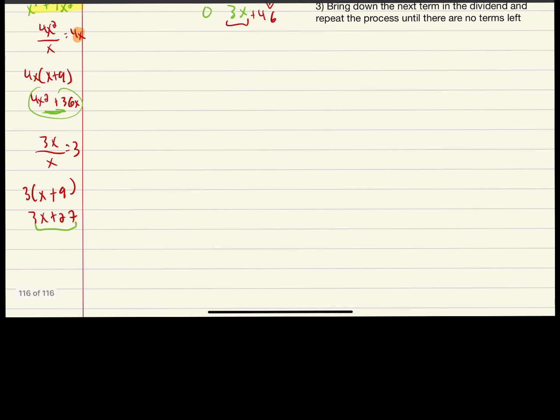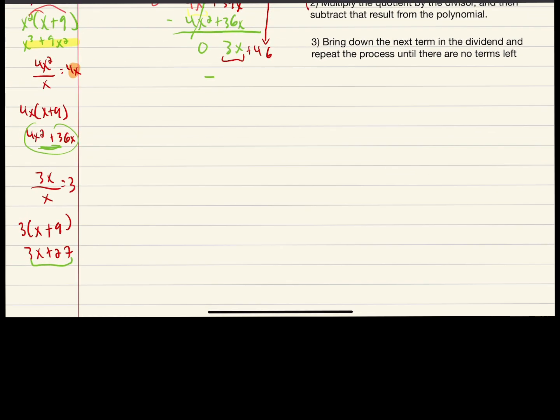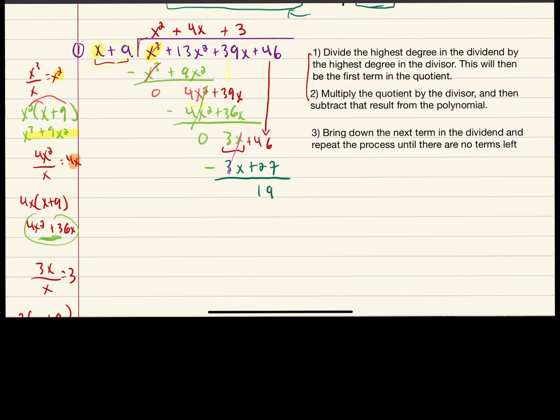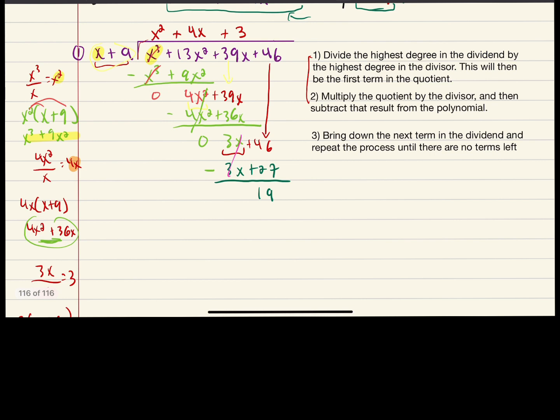We're then going to take this result and subtract it from whatever's left in the polynomial. In this case, it's 3x plus 46 minus 3x plus 27. The 3x cancels. And then 46 minus 27 gives us 19. And since there are no values left to bring down, this concludes the process, and this is the remainder.